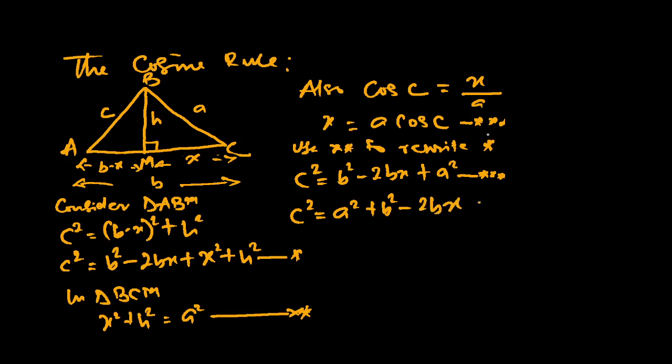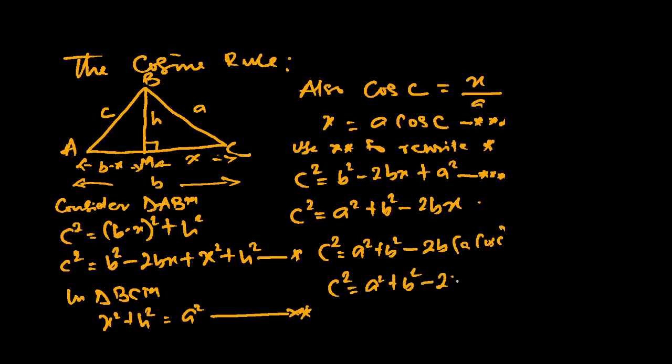So use equation 3, that is star, star, star, to rewrite equation 4. If you use equation 3 to rewrite equation 4, you have c square equal a square plus b square minus 2b. Instead of x, you put what? a cos c. Then you have c square equal a square plus b square minus 2ab cos c. And this is cosine rule.